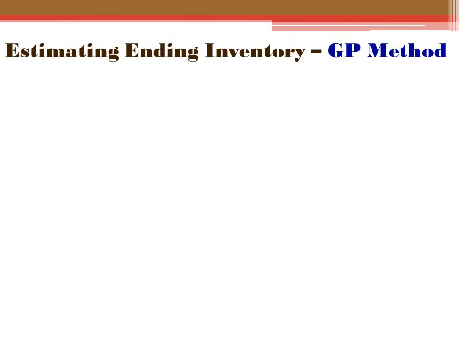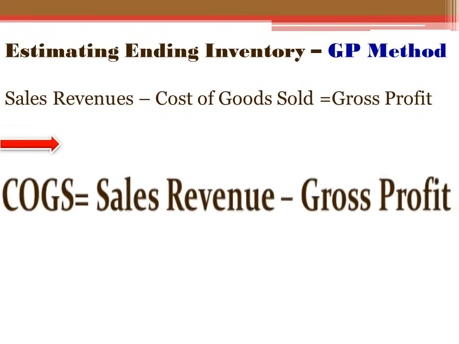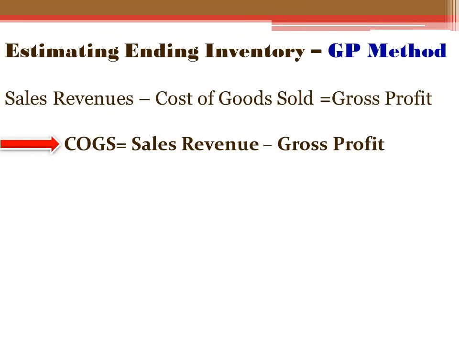Now, we know from financial accounting that sales revenue minus our cost of sales is equal to gross profit, or some persons say gross margin. It follows therefore from this that cost of goods sold must be equal to sales revenue minus the gross profit. So that's step one. Cost of goods sold is equal to sales revenue minus gross profit.